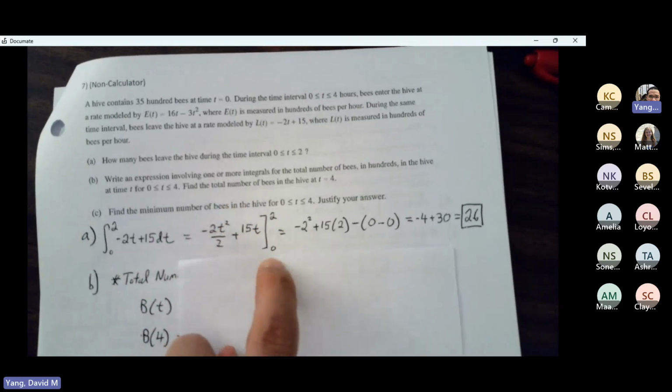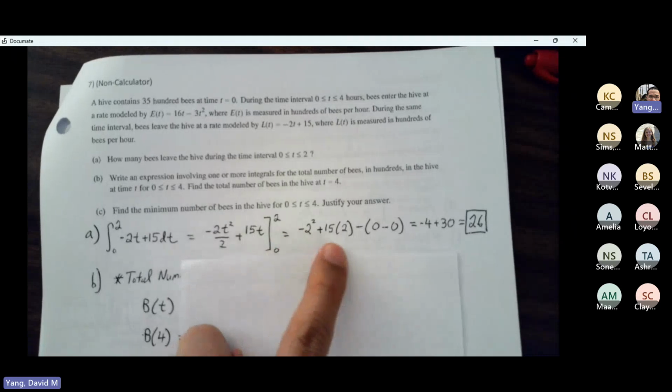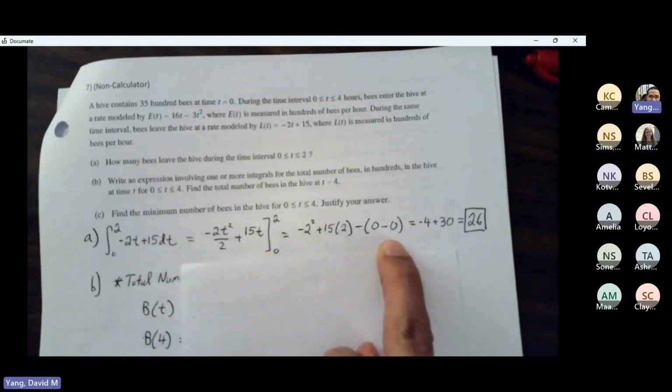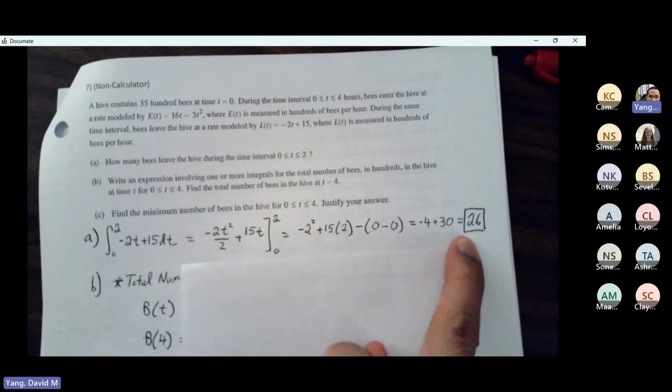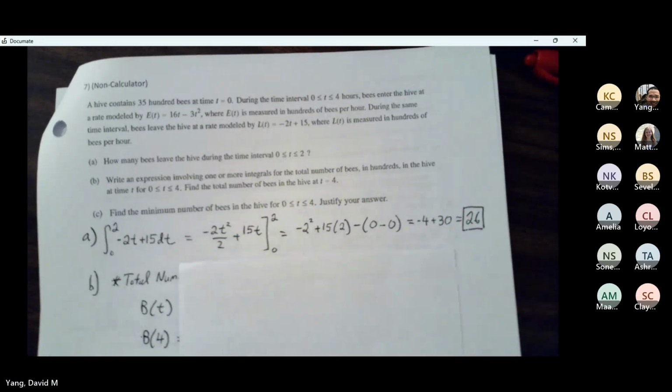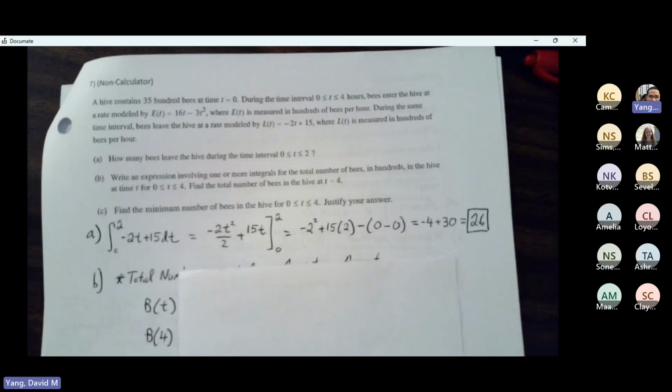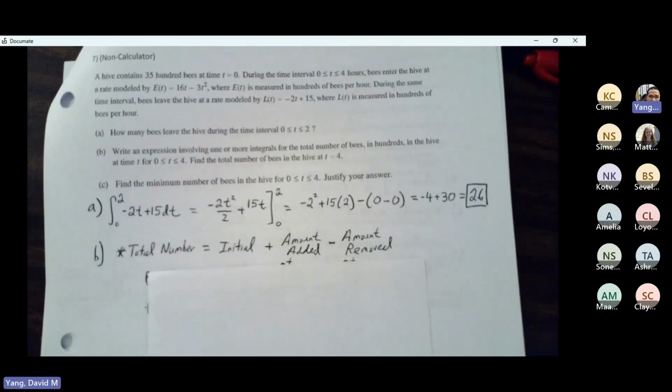So evaluate your bounds from 0 to 2. Upper bound first, minus lower bound. I get 26. All right, write an expression involving one or more integrals for the total number of bees. So we know rate in, rate out problems have three components, right? The total number of bees is going to be your initial plus the number added minus the number removed.